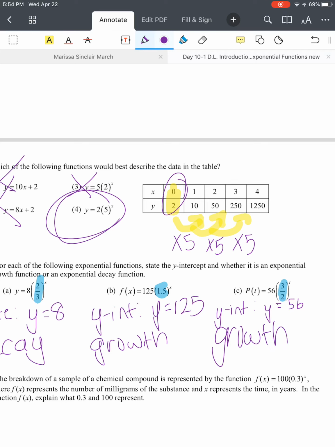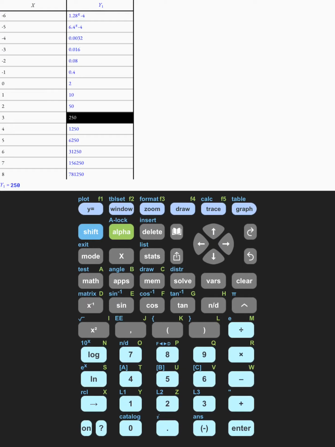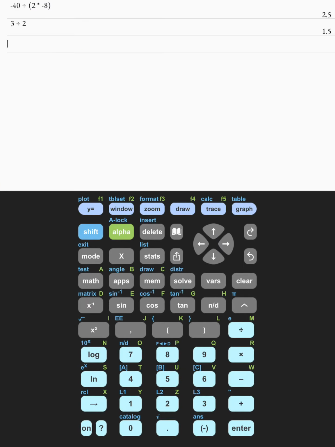They chose to write the 1.5 as a fraction, whereas in B, they chose to write it as a decimal. So I could have rewritten C as P of T equals 56 parenthesis 1.5 to the x. Same thing. If you're ever not sure about a fraction, just put it into your calculator. Just do 3 divided by 2, and you see that it is 1.5. So 1.5 is greater than 1.